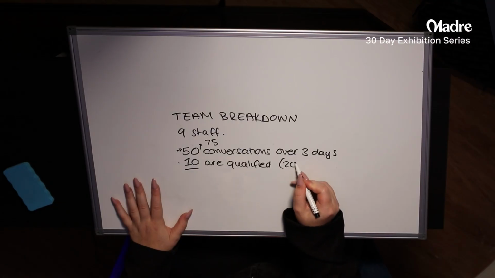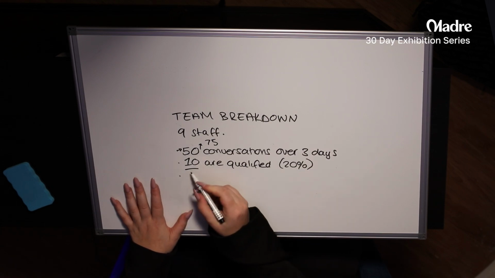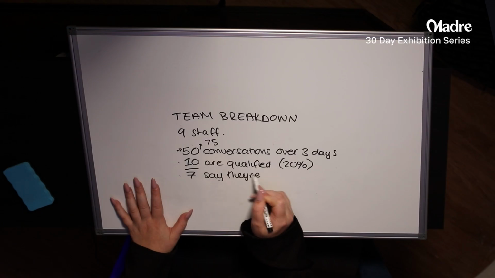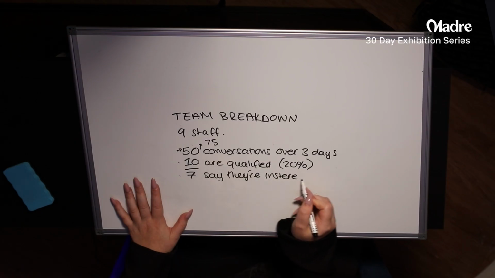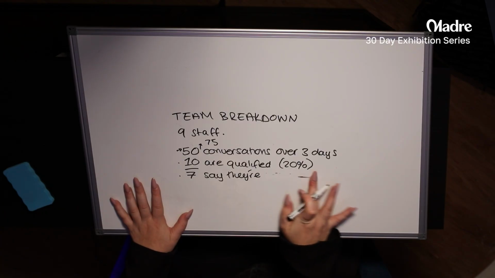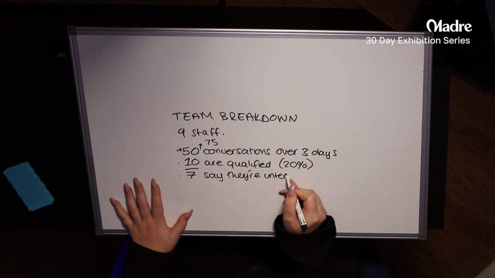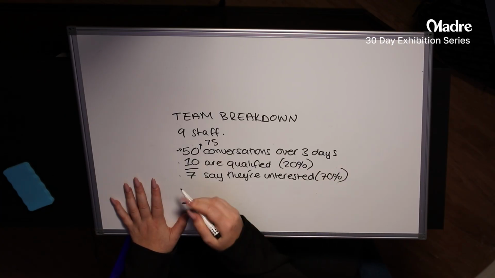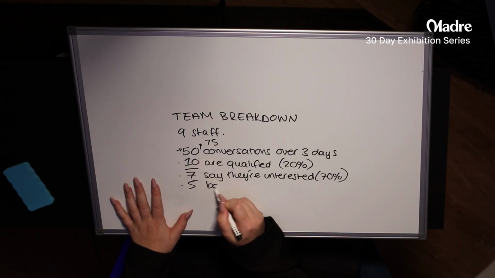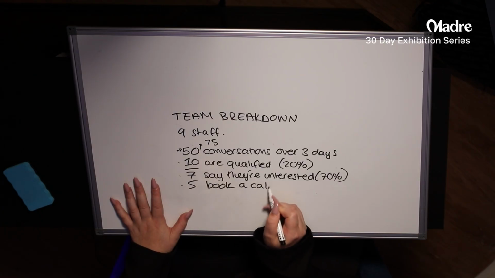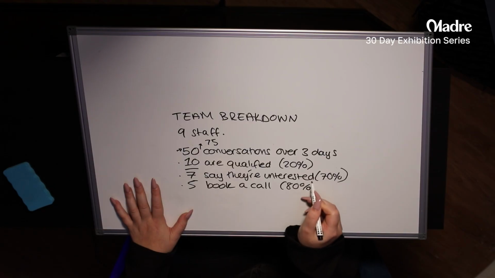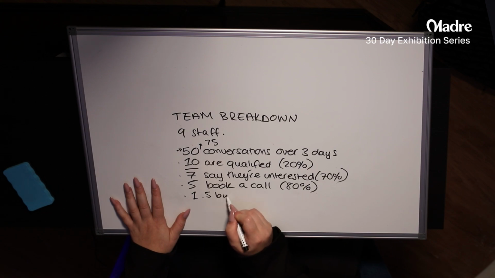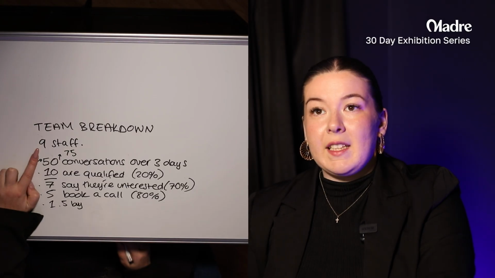Once we know our qualified conversations, which was 20%, we then go to the 7 that say that they are interested. So we said that 1 in 7 would actually move forward. So that is our 70% there, of which 5 book a call, which is our 80%. And then 1.5 actually buy, based on dividing it by 9 staff.